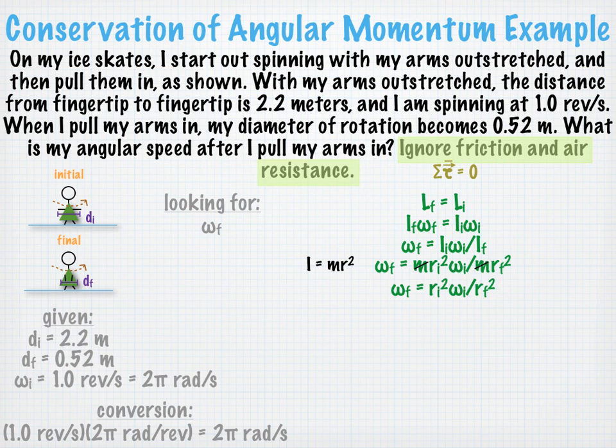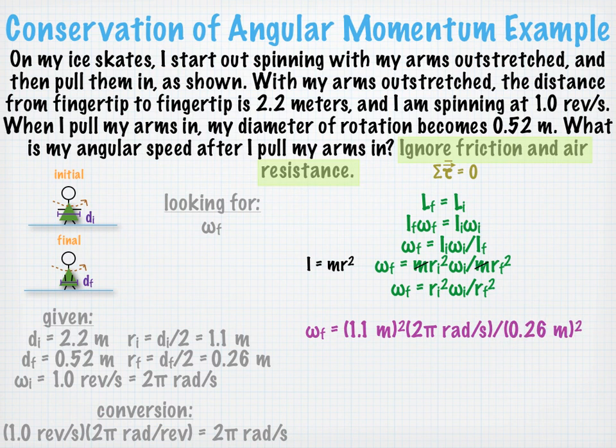The initial radius is just half the initial diameter, and the final radius is half the final diameter, so we'll write those out over by our given values. Now we can just plug in our given values into our expression, and using our calculator to solve, we get a value of 112 radians per second for my final angular speed.